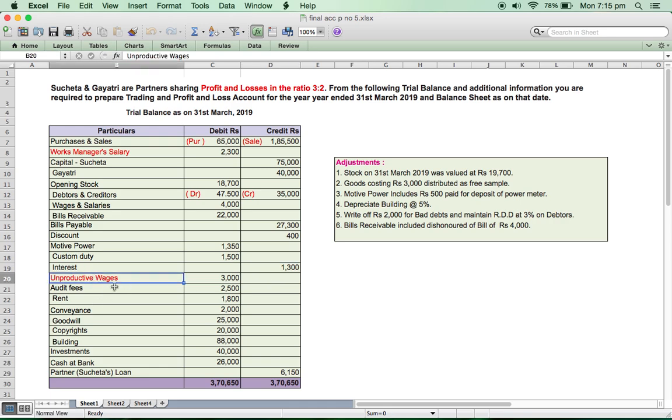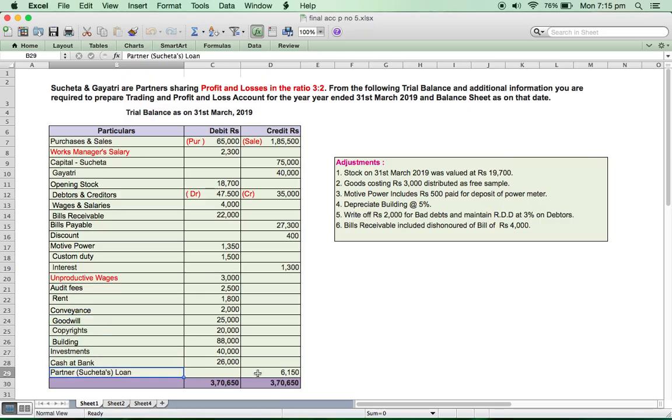Unproductive wages, again wages are generally posted to trading debit, but here they have mentioned these wages are unproductive, means not related to production. So this is an indirect expense and hence we are going to post it to P&L account debit side. So both these things are important to remember. Then audit fees, rent, conveyance will be posted to P&L debit. Goodwill, copyright, building, investment, cash at bank, all these things would be posted to balance sheet asset.